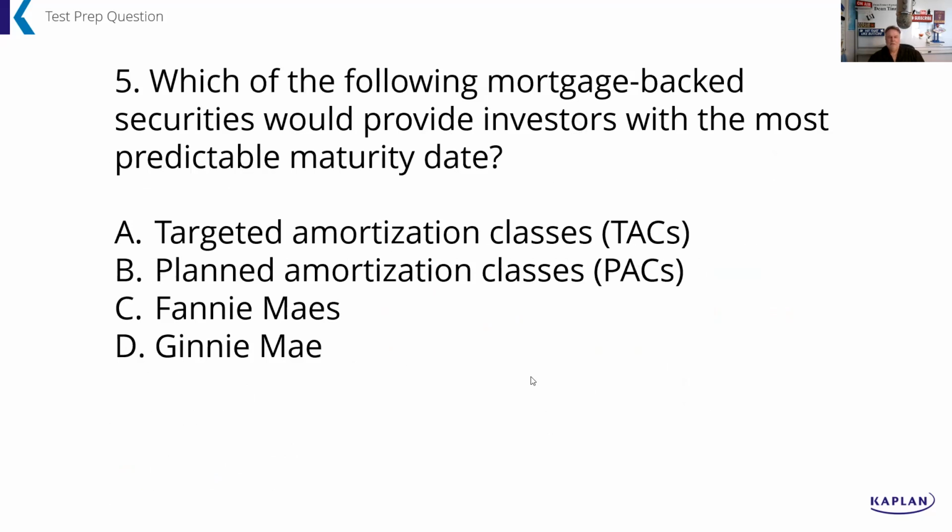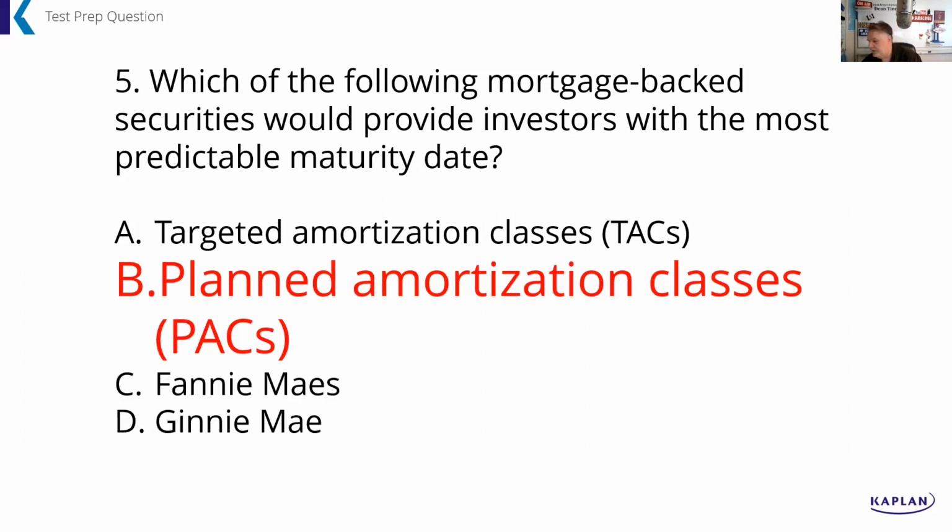I just told you this is a test question. Which of the ones provides investors with the most predictability? It's the earlier cash flows, which is choice B.